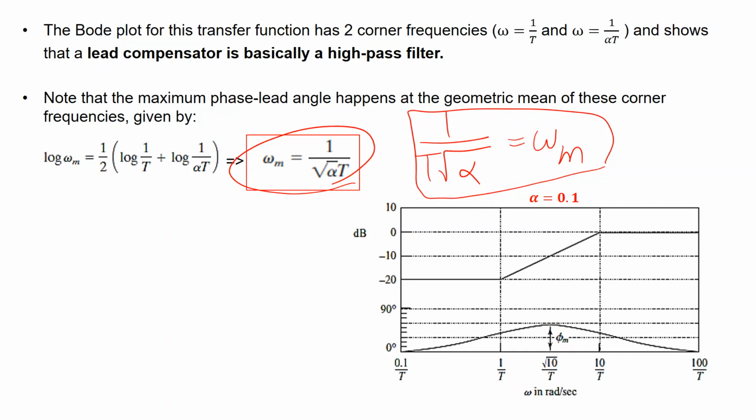By the way, I said this is a high-pass filter. How can you see? Well, just look at the magnitude plot, right? Look at the magnitude plot.